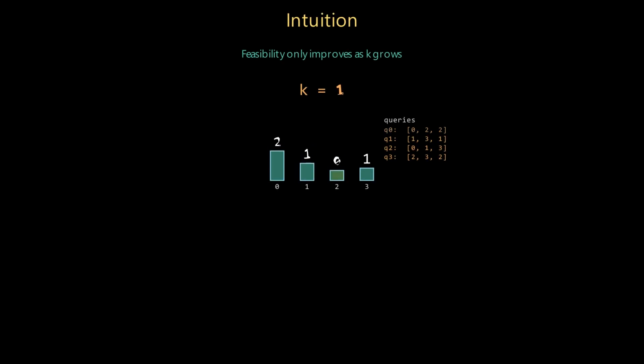Feasibility is monotone in k. If the first k queries can already zero nums, you can treat any extra queries as doing nothing, so a larger k never becomes harder. That is why we can search for the smallest k efficiently.